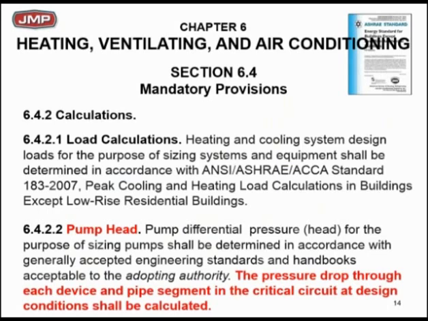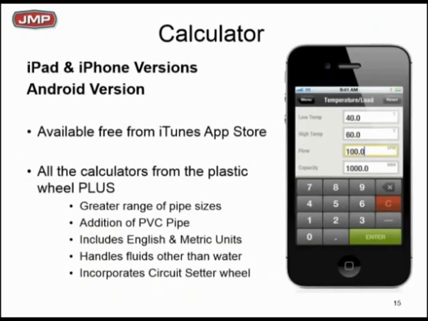Why would ASHRAE ask you to do a detailed pump head loss calculation? Why would they go to that trouble? And you can read the red statement down there, and it says the pressure drop through each device and pipe segment in the critical circuit at design conditions shall be calculated. So ASHRAE energy code is saying to you, slow down and do a detailed pump head loss calculation. Here it is, right out of the standard, which is energy code, and this is something we're going to have to do.